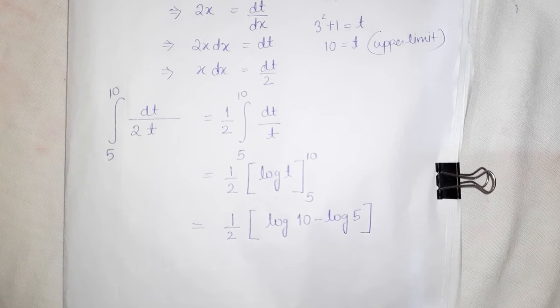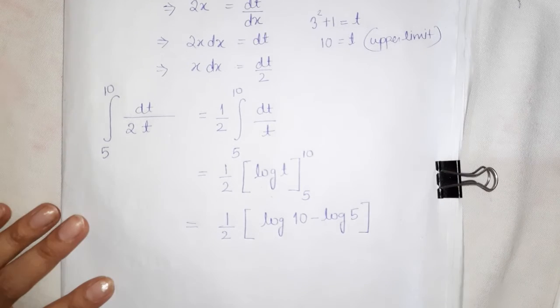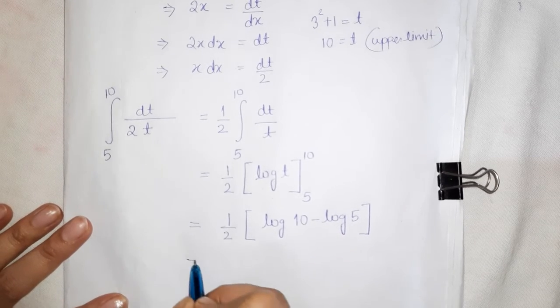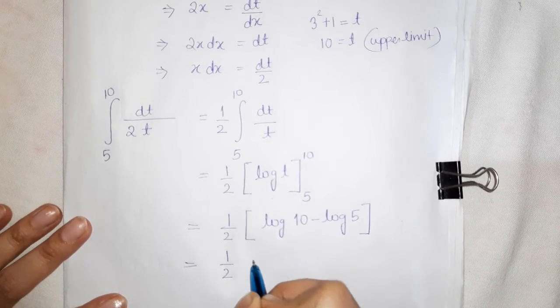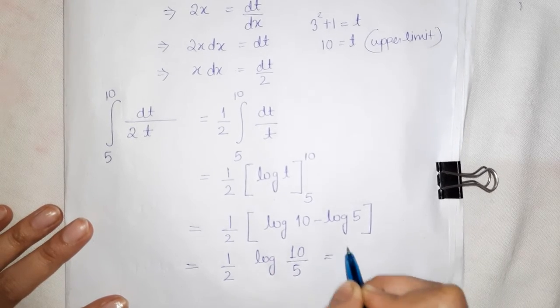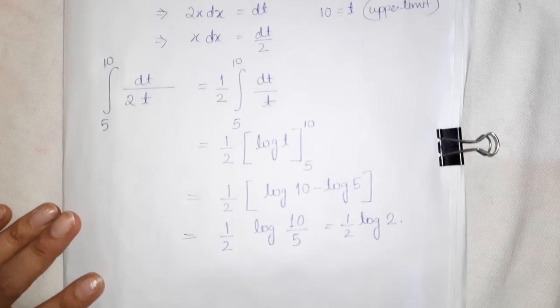Okay, the given integral's value is this. You can also simplify it. We know log a minus log b is log a by b, so it will be log 10 by 5. We get half log 2.